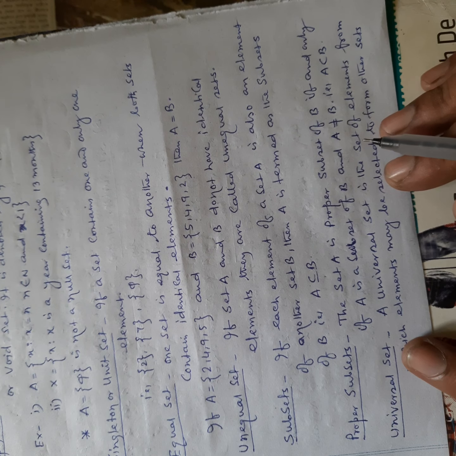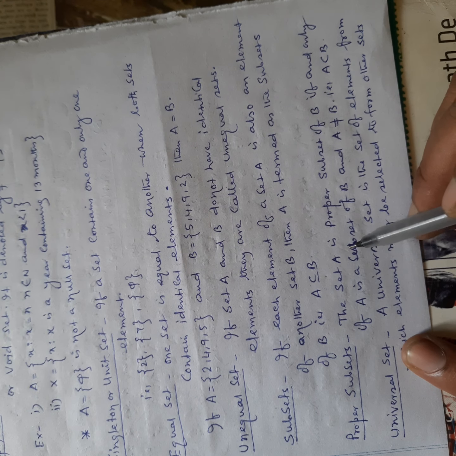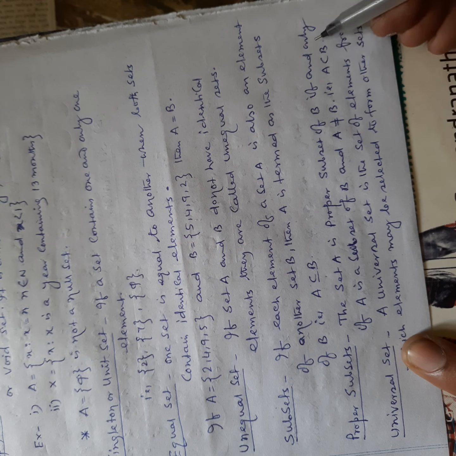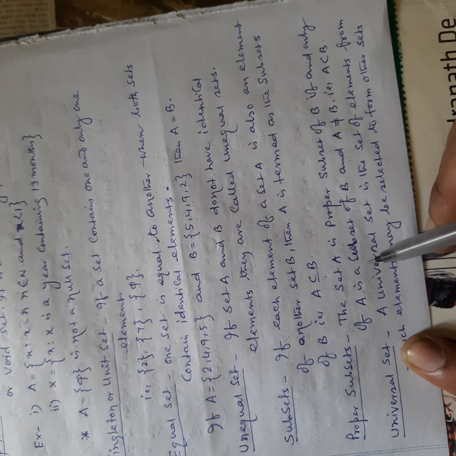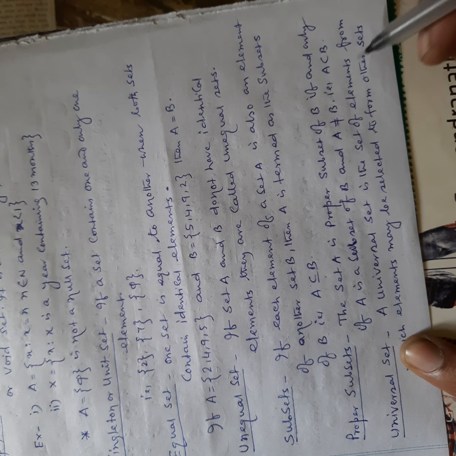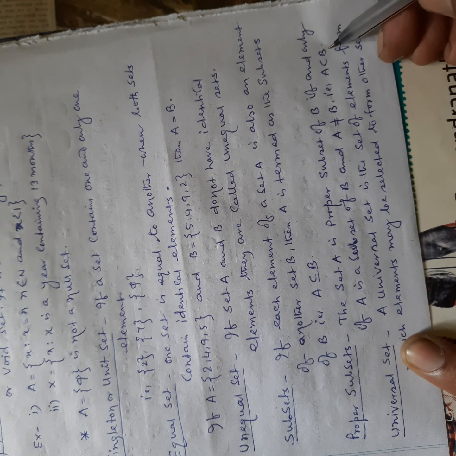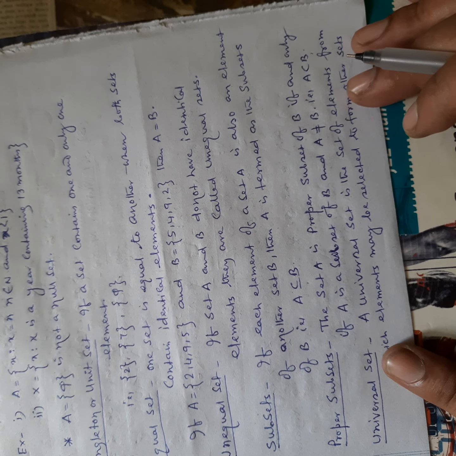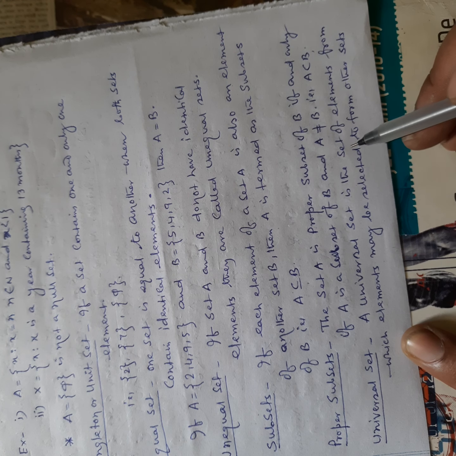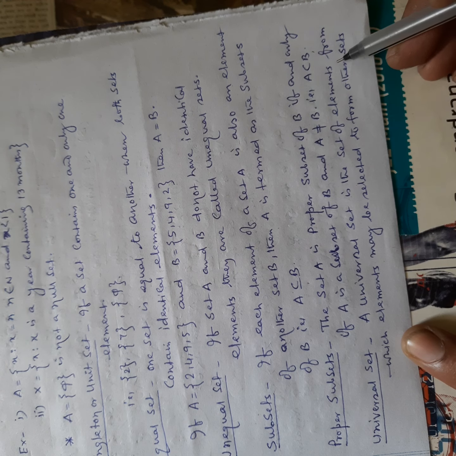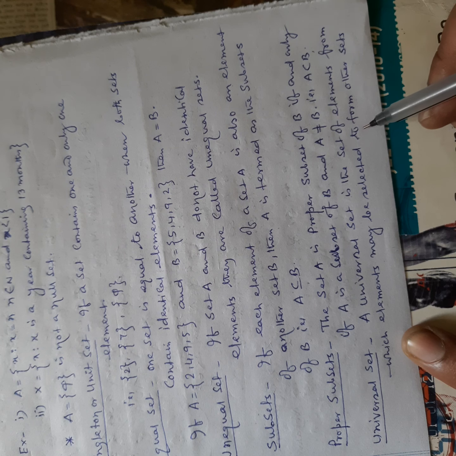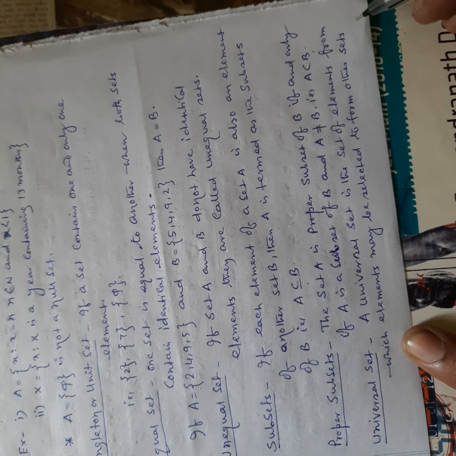Proper subset. The set A is a proper subset of B if and only if A is a subset of B and A is not equal to B. That is, A is a proper subset of B. Universal set. A universal set is the set of elements from which elements may be selected to form other sets.